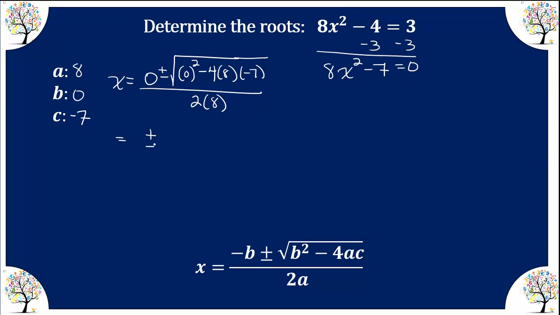So we have plus or minus. We're not going to have the 0, but the operator is what's super important. We have a negative times a negative. So we are going to have a positive radicand. So that's where you want to be very careful. So we have 32 times 7, and that gives us 224 over 16.